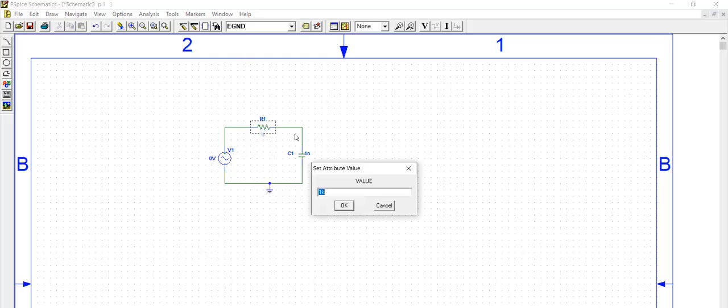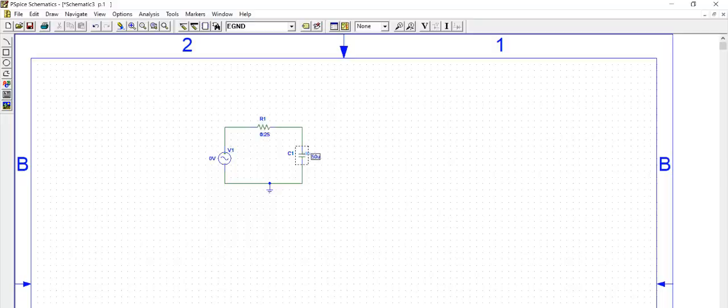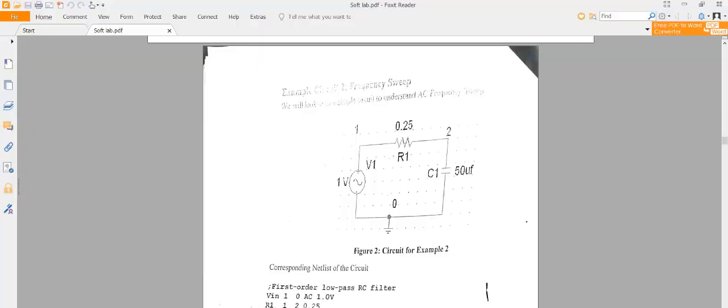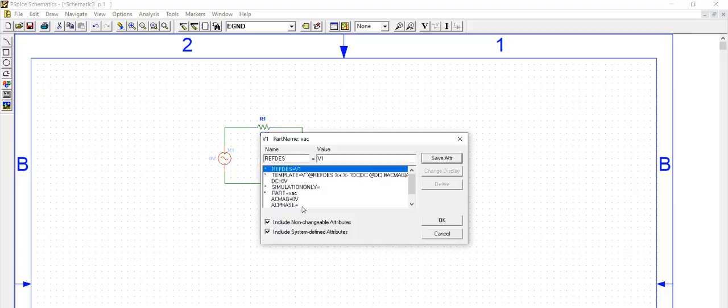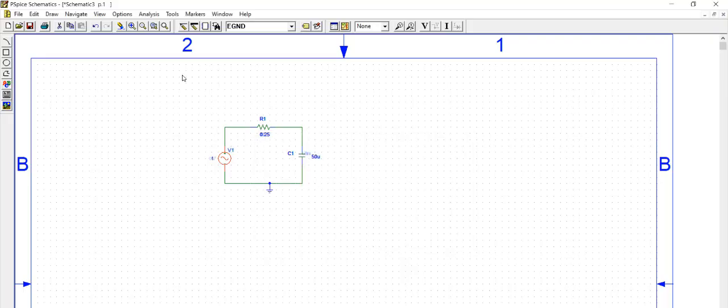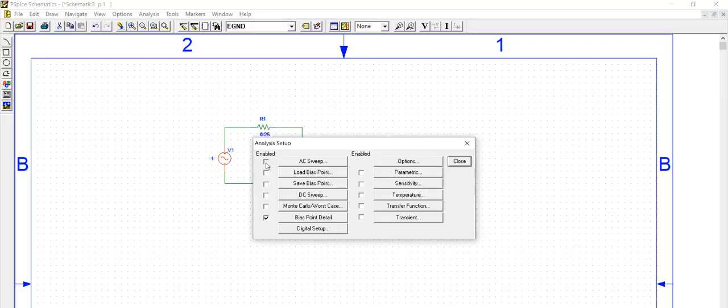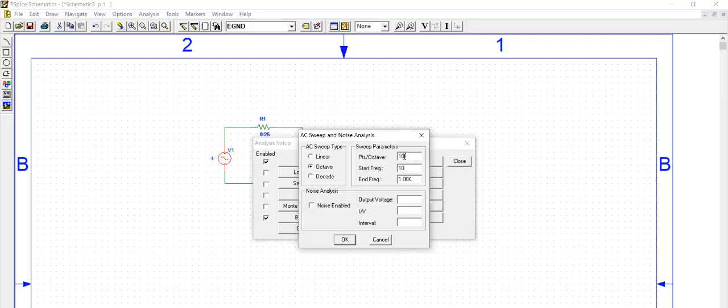Our resistance is 0.25 and our capacitance is 50 micro. Now our input voltage is 1 volt with an angle of 0. So AC magnitude 1 and AC phase 0. Now again go to the setup analysis, select AC sweep. Let's take 100 points per decade. Now select start frequency at 100 and end frequency at 100k. So we want to sweep between these 2 points.